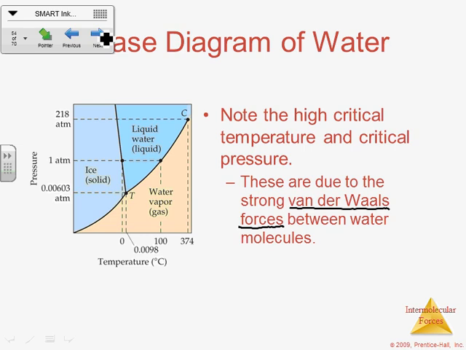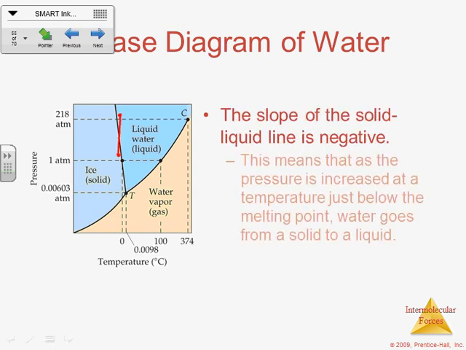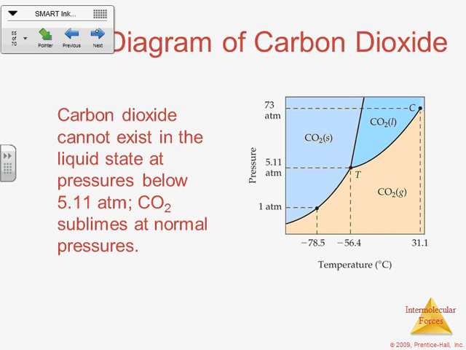So, you can sort of look at this. A couple of weird things about water. The slope of the solid-liquid line is negative. What that means is, let's say you've got liquid water that's just above the melting point. If you decrease the pressure on that liquid water, it's actually going to change back into ice, which is very unusual, but that happens for water, so kind of an interesting thing.